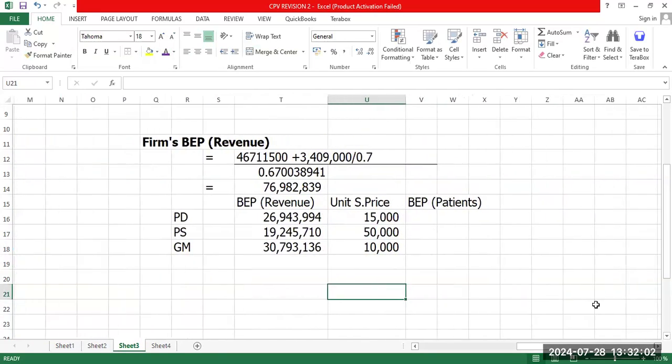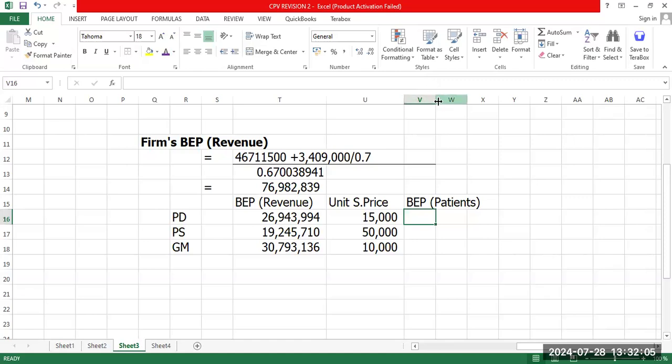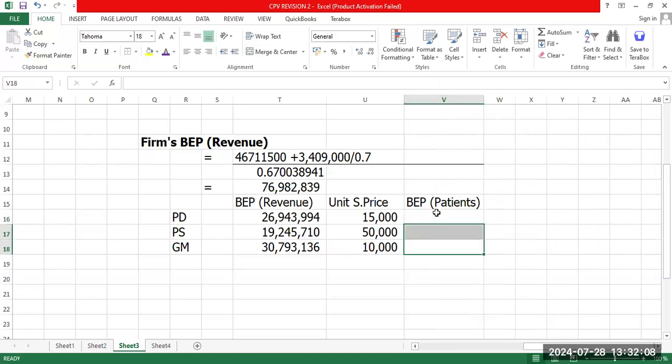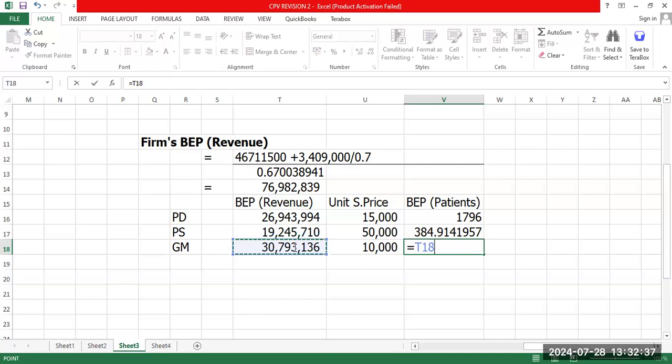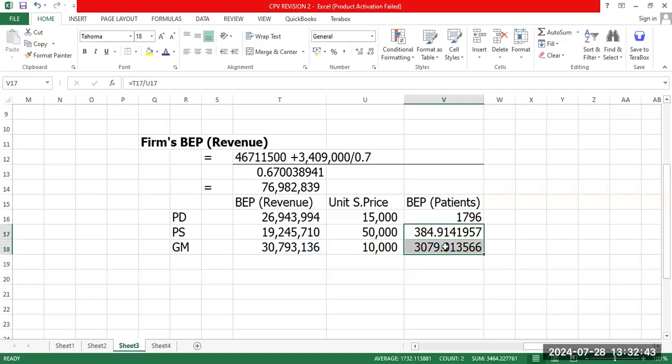And once I get unit selling price, I can get the break-even point in terms of patients by getting this divided by this. But these are patients, you round off to the whole number. So you do the same, get break-even point in revenue divided by unit selling price. So you round off to the whole number.